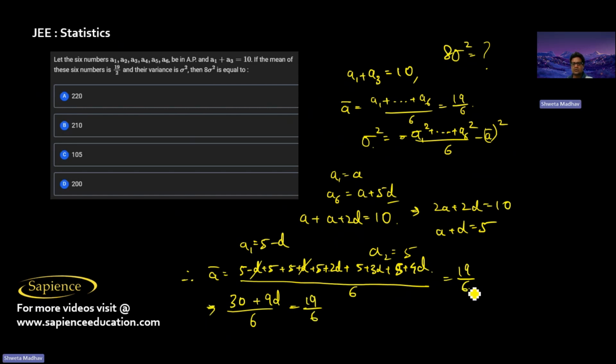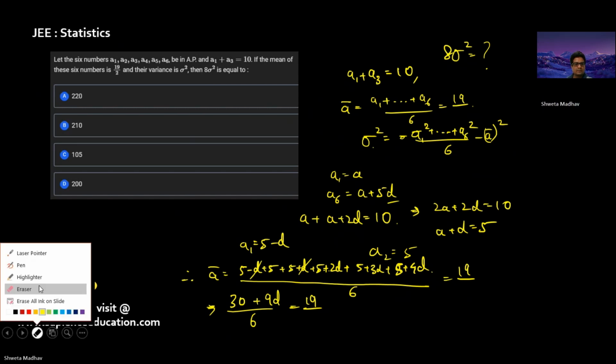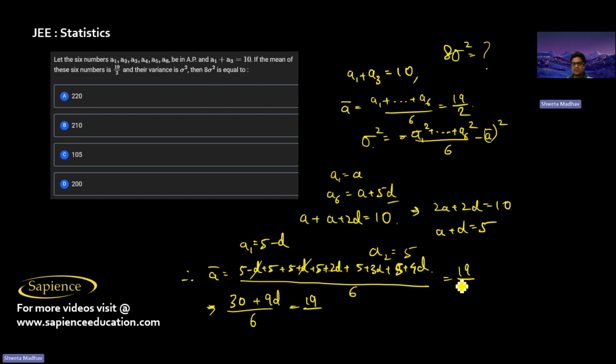Sorry, 19 by 2, that is 19 by 2. Mean is 19 by 2 actually. So therefore, we can say that 30 plus 9D is equal to 19 into 3.